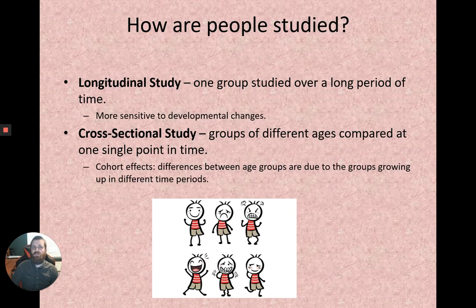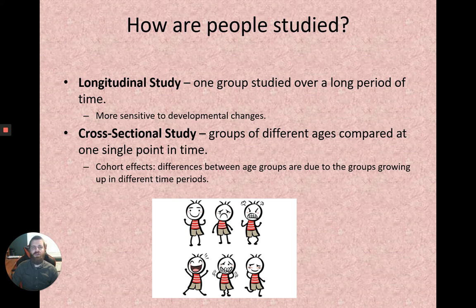A couple of ways that people are generally studied here. This is a little out of order, maybe, but ultimately you will be asked about this from this unit at some point. So there's two different types of groups. You have what's called the longitudinal study and then the cross-sectional study. Longitudinal study means it's a long study. You've got one group studied over a long period of time.